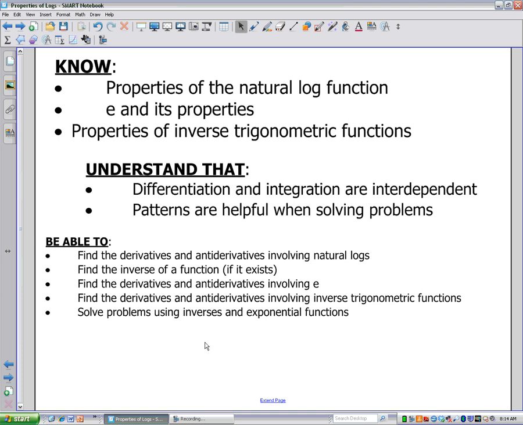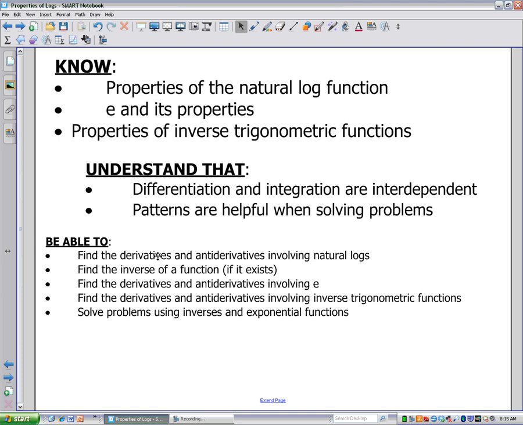And so there's a list of things that we want to know and understand and be able to do. I'll give you that handout so you'll have it, but talking about the natural log function, talking about e, and talking about inverse trig functions, and still clinging to the fact that differentiation and integration are interdependent, and that patterns are the big helper. And we want to be able to find derivatives, find inverses, find derivatives and antiderivatives. Find derivatives with natural logs, with e, with trig functions, and solve problems with inverses and exponential functions and inverses as well. Okay, so that's the big picture.